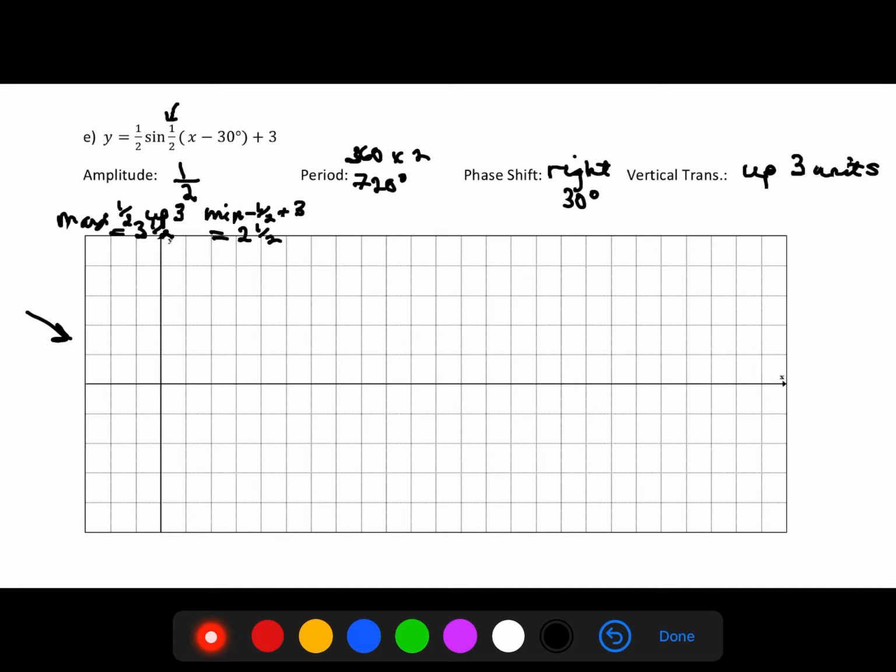Okay, so we could also have scaled this a little bit differently as well, in that maybe we wanted more space up in the positive y values. We need to go 2.5 to 3.5. So we are going to go by ones on our y-axis.